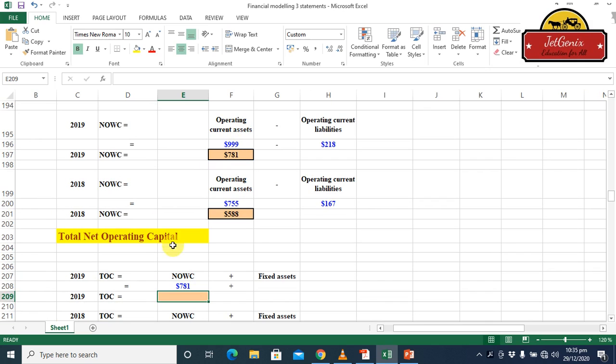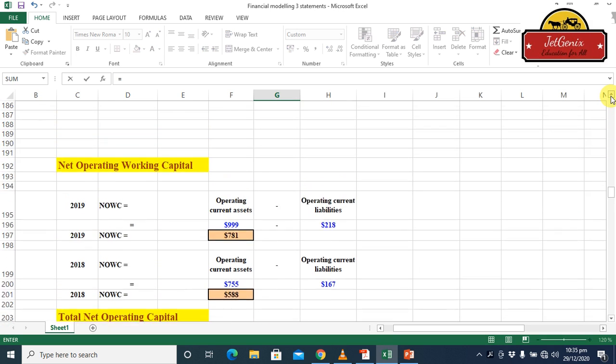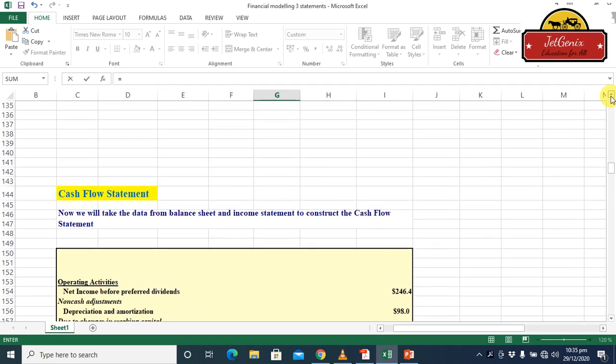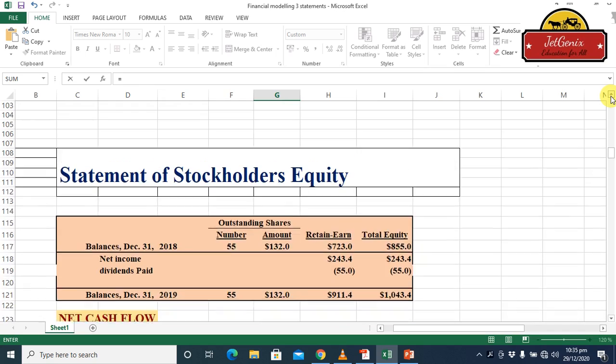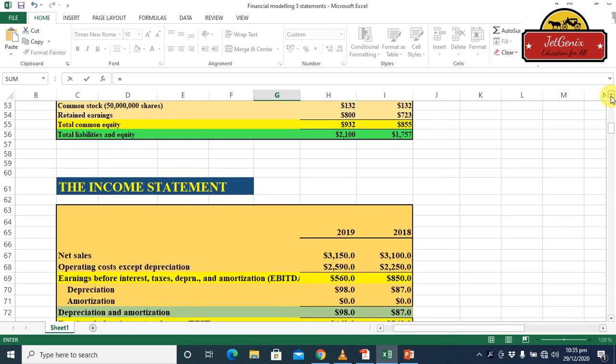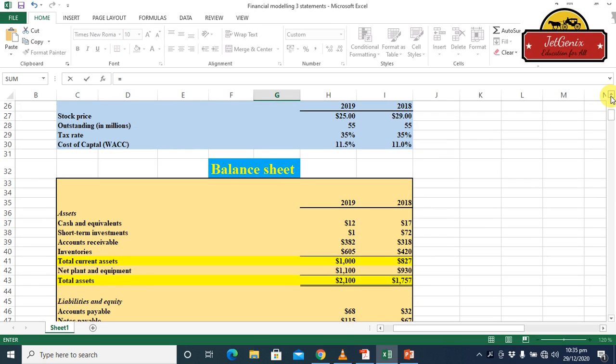Okay, and we will add the fixed assets in 2019. So equal, and again scroll up to the balance sheet, and we will find the total fixed assets for 2019. We will select that, and then we will calculate the total assets, as net plant and equipment.